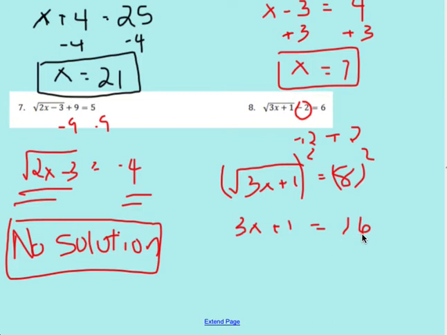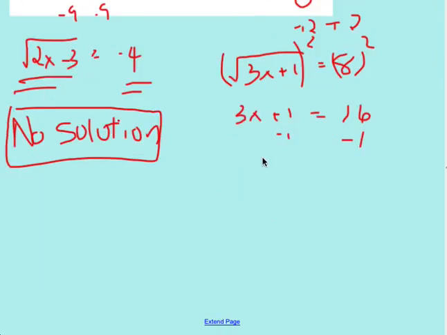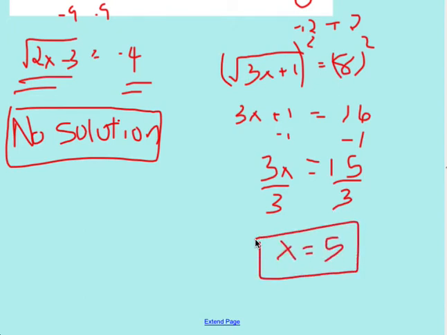So now it's just like solving a normal equation. So I'm going to go ahead and subtract 1 from both sides. And then I get 3x is equal to 15. So then that 3 is being multiplied by the x. So to get it over to the other side, I need to divide both sides by 3. And then I end up getting that x is equal to 5. So x is equal to 5 is our final answer.